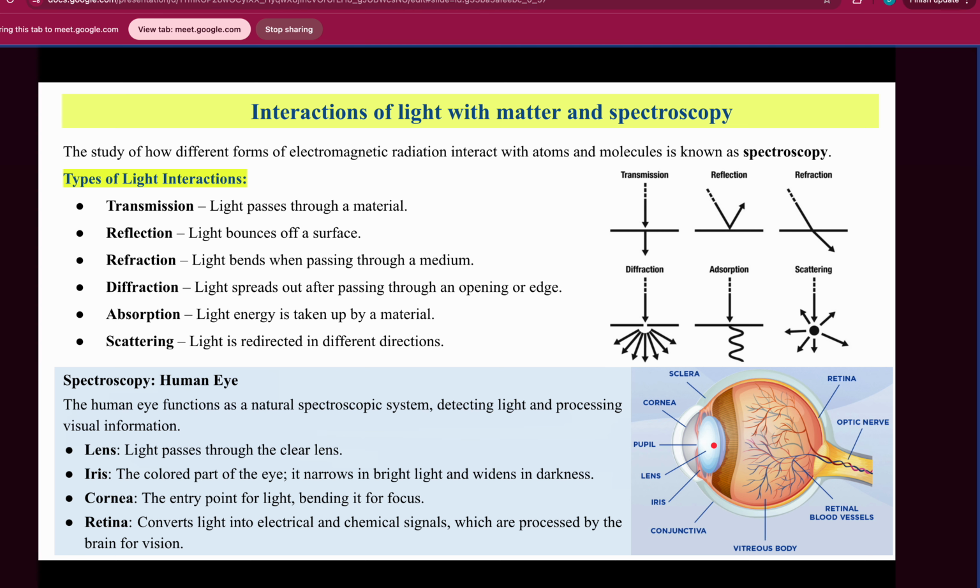Now the light will pass through the lens and then hit the retina. The retina is a membrane-like structure present at the back of the eye. It is like a screen on which the light hits, and that light is converted into an electrical or chemical signal which is further processed by our brain. The optic nerves collect that signal and pass it on to the brain, and the brain converts those signals into an image. So this is how the eye works, and it is based on spectroscopic principles.